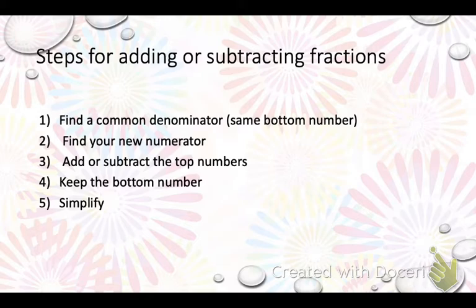So, steps for adding or subtracting fractions. Step 1 is you find a common denominator, which means you need to find a same bottom number. Step 2, you find your new numerator, which is top number. Step 3, you add or subtract the top numbers, the numerators. You keep the bottom number or the denominator, and then you simplify.